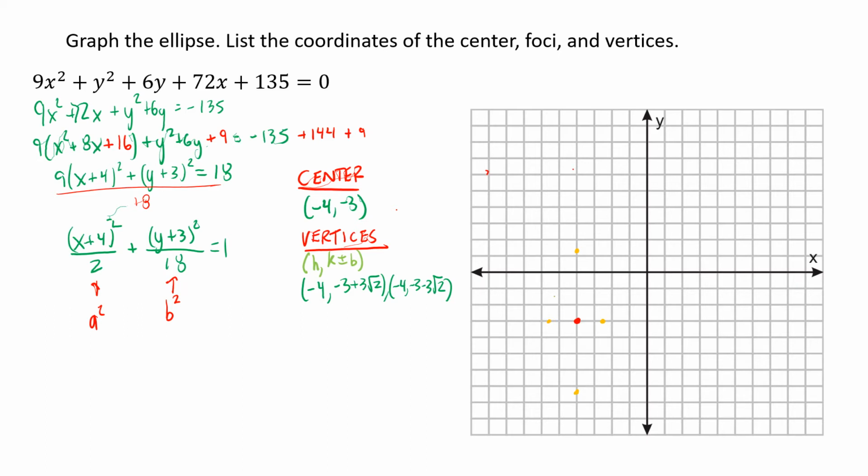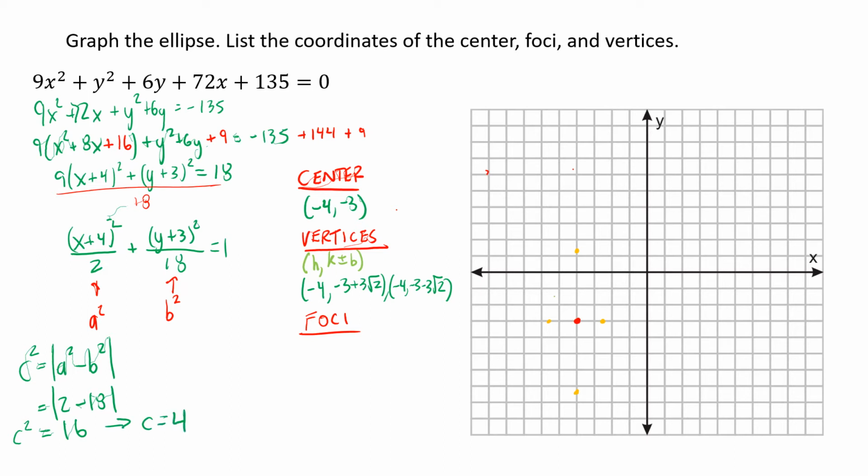The other information we want to know is where the foci for this are. So the foci, again, we have to do a little bit of math here. c squared is equal to the absolute value of a squared minus b squared. Okay, and so we can do this because a squared is 2 and b squared is 18. So the absolute value of that is 16. Right? 2 minus 18 is negative 16, and the absolute value of that is 16. So c squared is equal to 16. And then c is just 4.